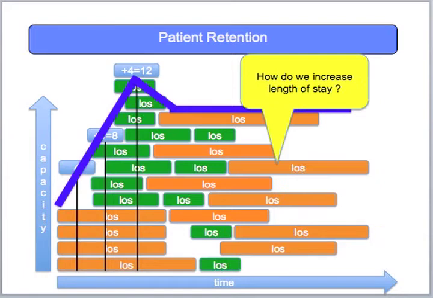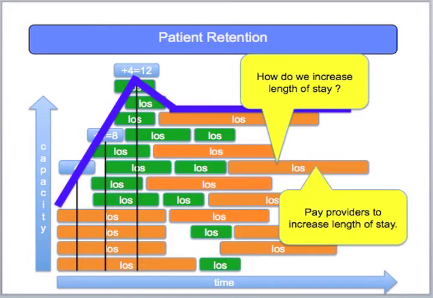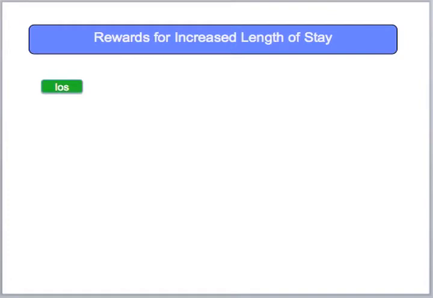So the key question is, how do we increase length of stay? Patients stay for value, and value is transmitted to patients by providers that care for them. The simplest answer to this question is to pay providers to increase length of stay. We can do this using a pay schedule that rewards providers for the later visits in a patient's program than for earlier ones. Every patient represents some potential number of visits in total.